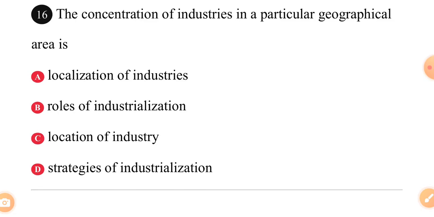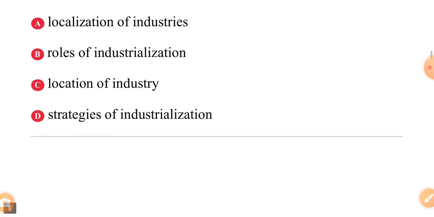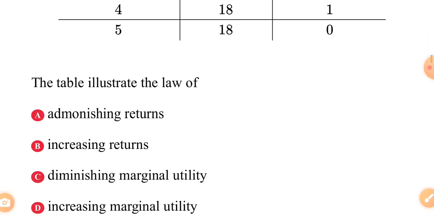The concentration of industries in a particular geographical area is dash. The concentration of industry, let's say textile industry or telecom industry or any kind of industry. The concentration of industries in a particular geographical area is dash. A. Localization of industry. B. Rules of industrialization. C. Location of industry. D. Strategies of industrialization. When industries concentrate in a particular geographical area, it is called A. Localization of industries.